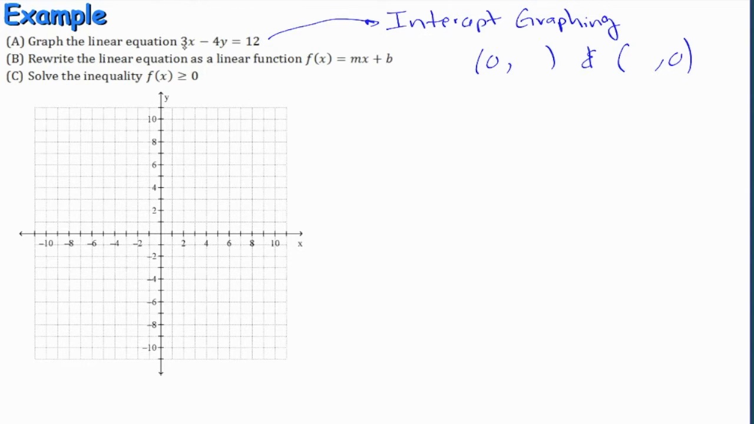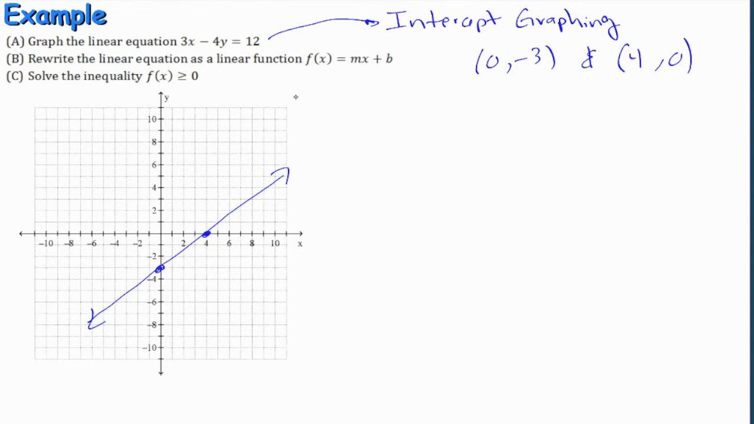So we see that when we make x 0, we have negative 4y equals 12. We get y is negative 3. And if we make y 0, we get 3x equals 12. We would get x is 4. And if we plot these points, 0, negative 3, and 4, 0, we can connect them.